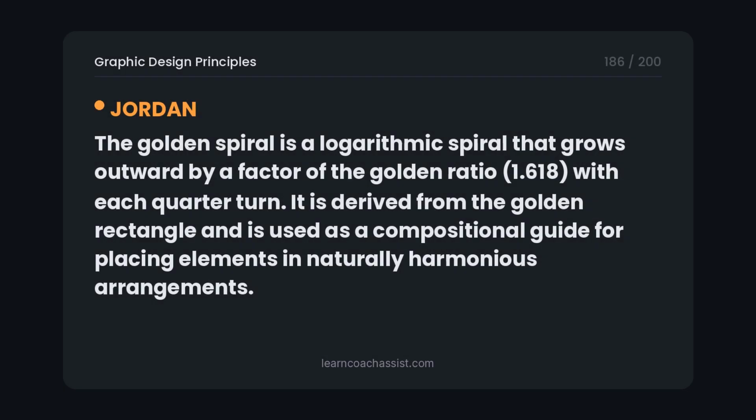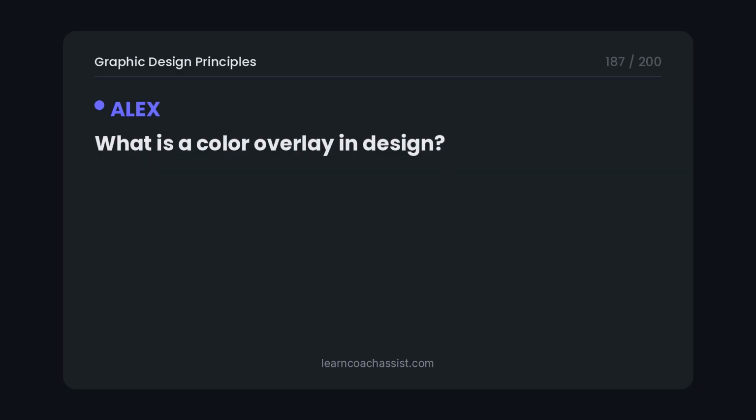The golden spiral is a logarithmic spiral that grows outward by a factor of the golden ratio, 1.618, with each quarter turn. It is derived from the golden rectangle and is used as a compositional guide for placing elements in naturally harmonious arrangements. What is a color overlay in design?